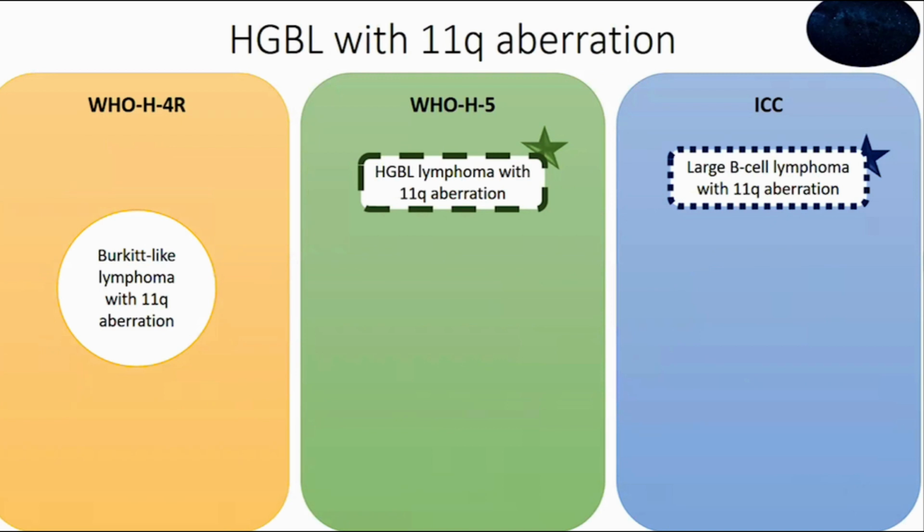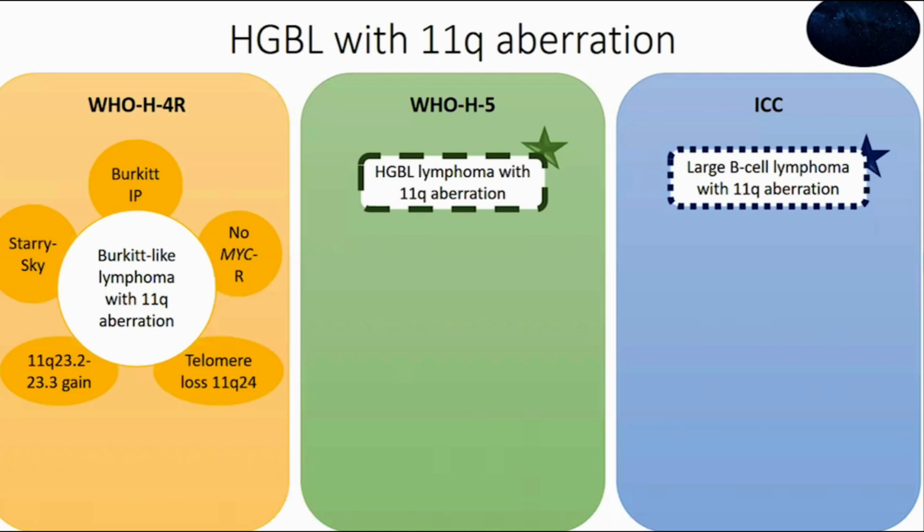Another high-grade B-cell lymphoma was this entity that the WHO4R had called Burkitt-like lymphoma with 11q aberration. They called it Burkitt-like lymphoma because of its morphology. It had that characteristic starry sky appearance and an immunoprofile with CD10 positivity and BCL6 positivity, commonly BCL2 negativity, and had the same high proliferative index that Burkitt is known for.